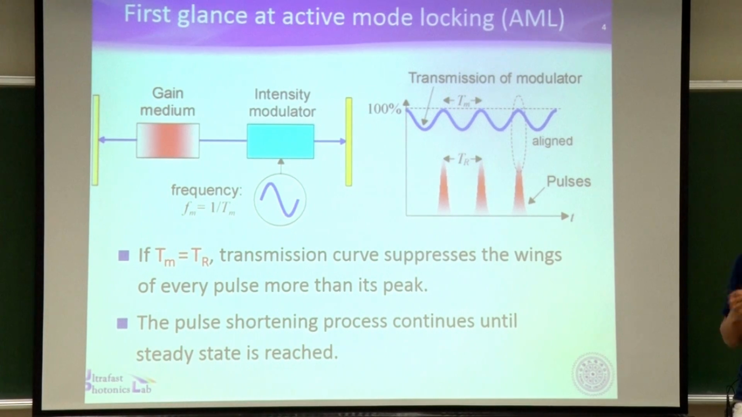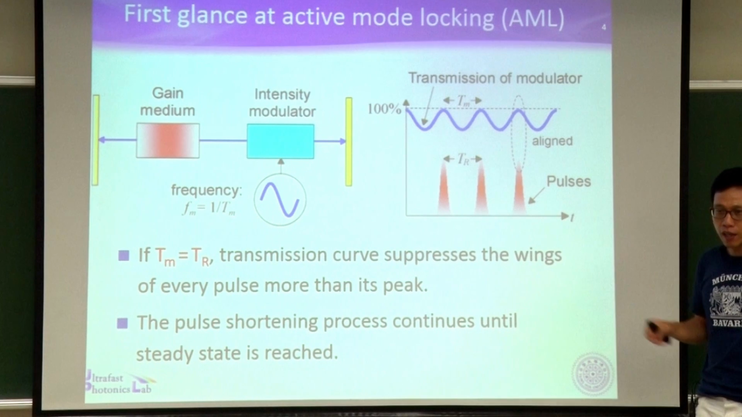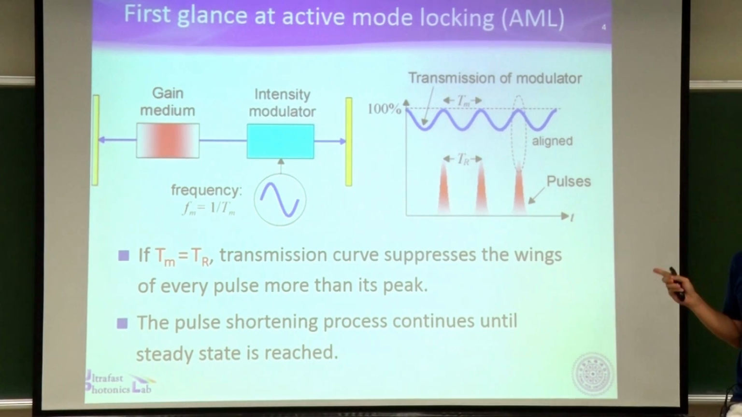So without any quantitative analysis, maybe you can quickly catch the point how to generate short pulse by inserting an intensity modulator inside the cavity.